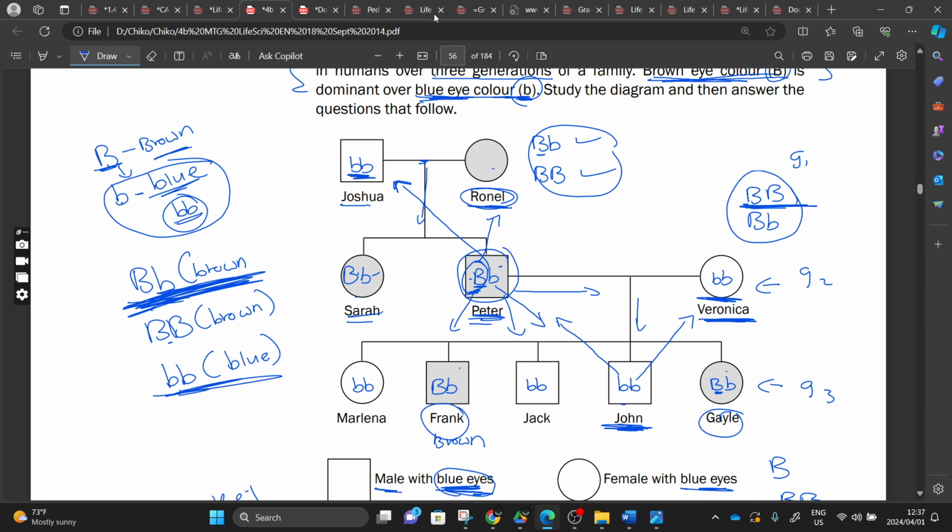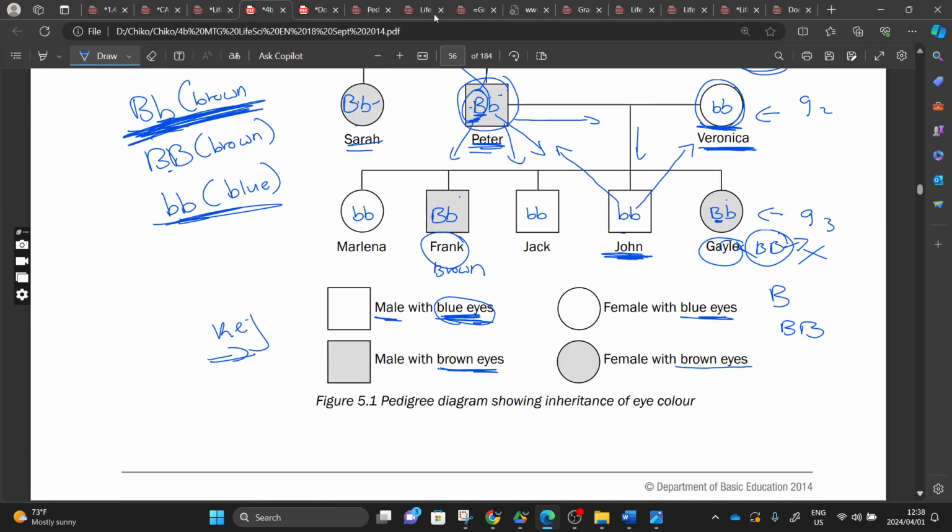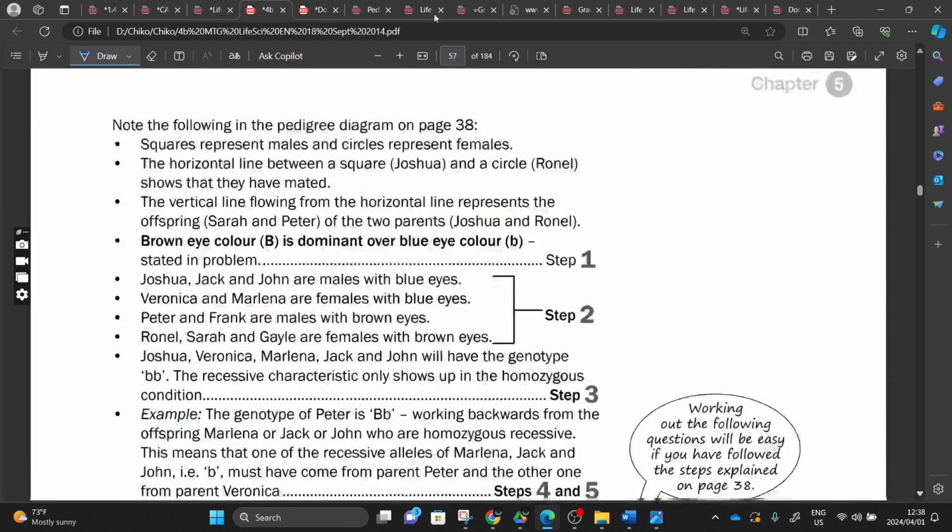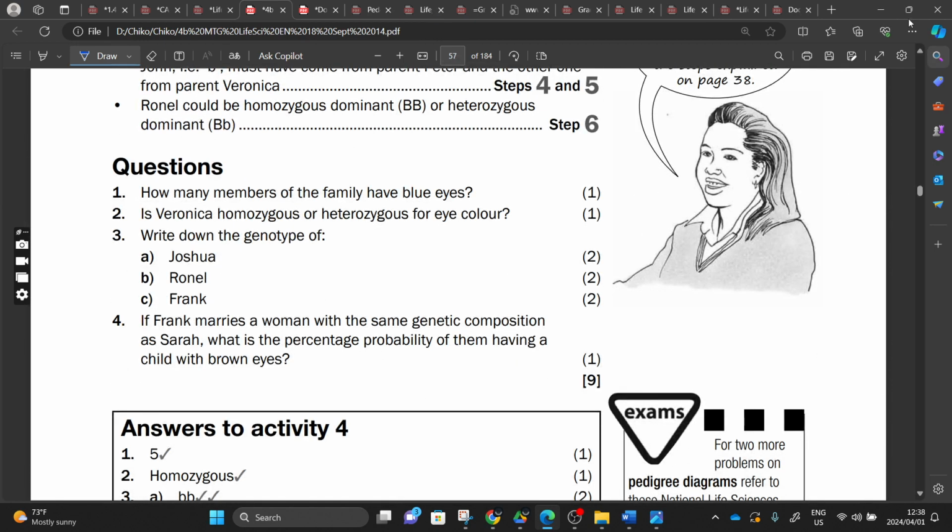Capital letter B from the father, yes. And then if she's capital letter B, she has to get one from the father and one from the mother. And since Veronica is like this, it means that this possibility is crossed. We are only left with this possibility. This possibility is going to be here at Ronel. You get me? Do you understand that? So this is what we do when we do our crossing.